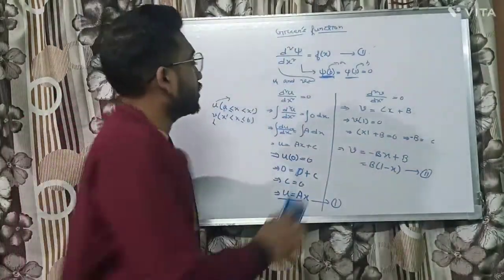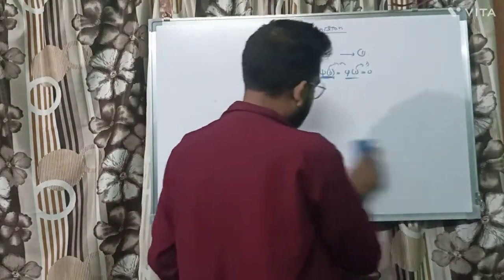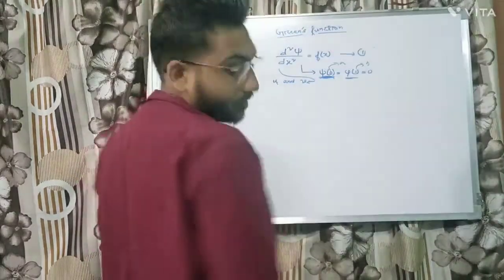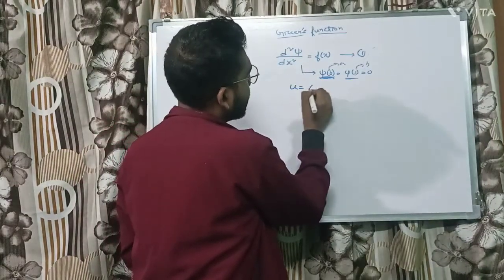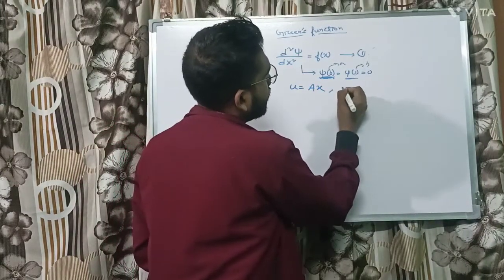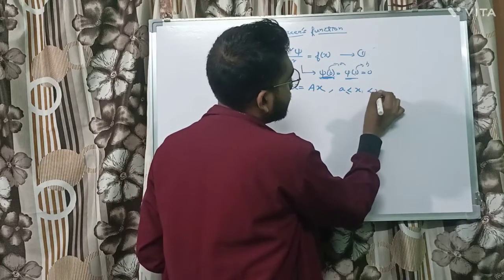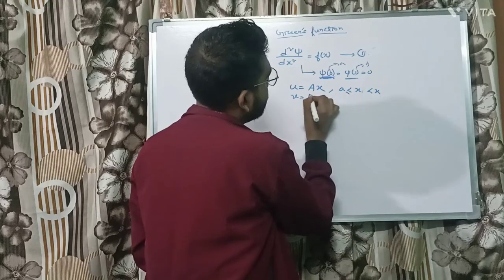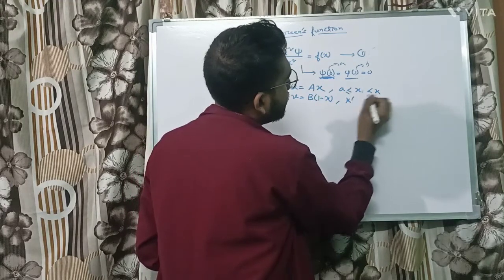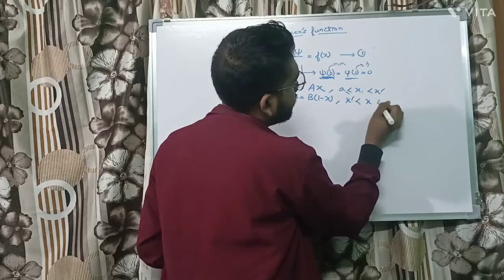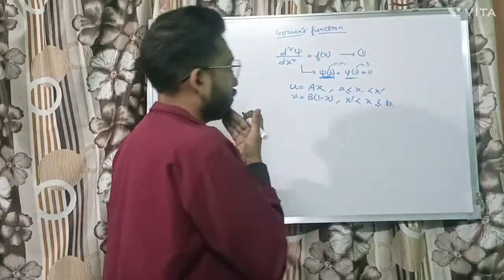So let me write the solutions. I have u equal to ax for the interval a to x dash, and v equal to b into 1 minus x for the interval x dash to b. Okay, so I evaluated the solutions of the equations.